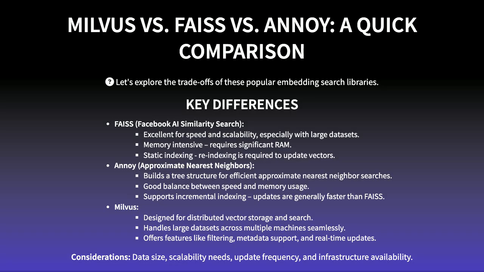Annoy takes a slightly different approach, building a tree structure that offers a good balance between speed and memory usage. Incremental updates make it easier to maintain if your data changes frequently. Finally, there's Milvus. This is a full-fledged distributed system designed for large-scale vector storage and search, making it great when you need to scale across multiple machines.